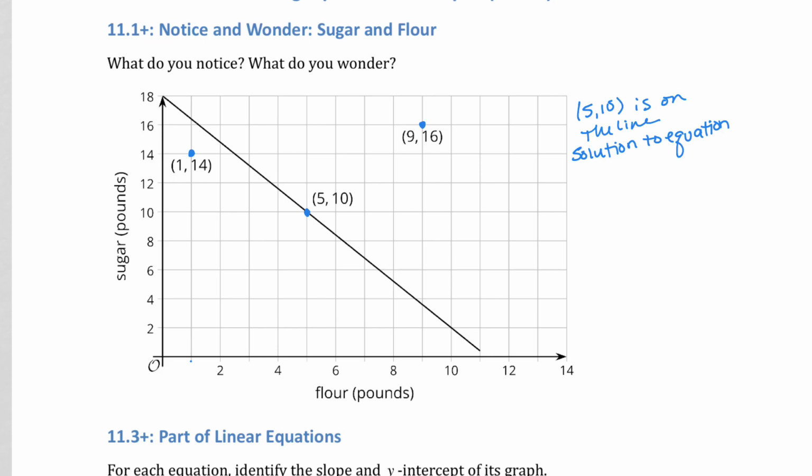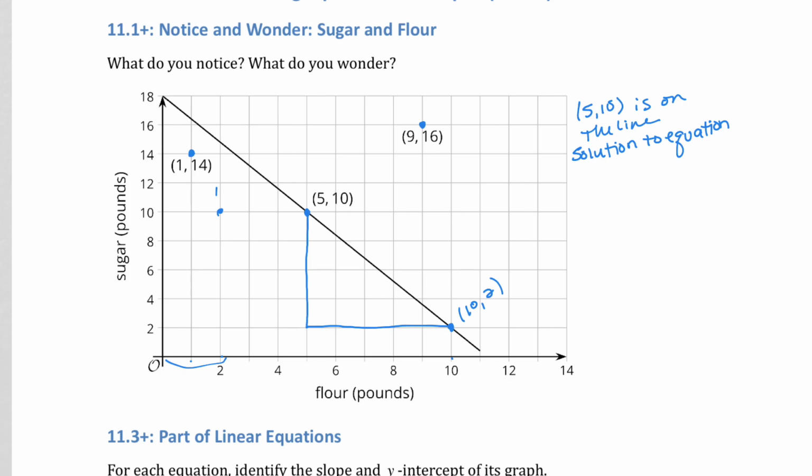Over 2, up 10. So if I go over 2, up 10, that's on the line? Or 10 over, 2 up. So over 10, up 2. That's on the line. 2, 10 is on the line. 10, 2 is on the line. Okay, so what would my slope be here?